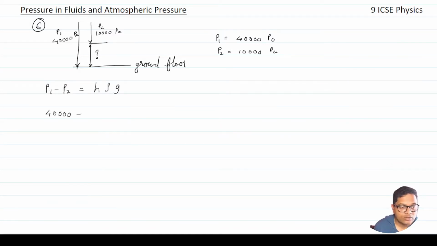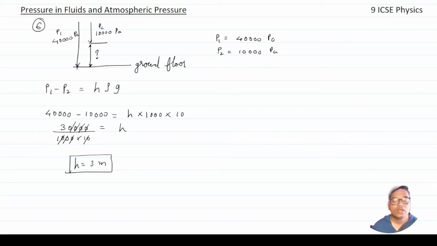So we have 40,000 minus 10,000 equals height times density, which here is water, 1,000, and gravity taken as 10. So we have 30,000 equals height times 10,000. Transferring the other terms, the height goes to 3 meters. The height of the first floor is 3 meters. Moving to the next question.